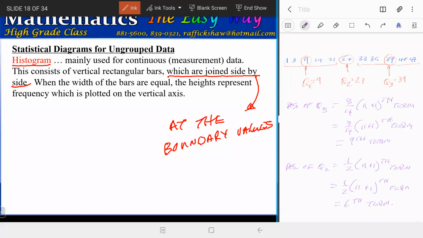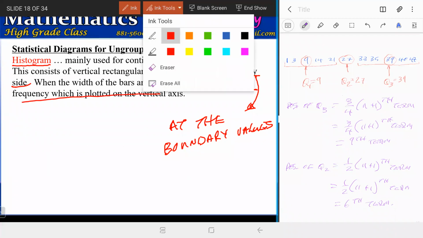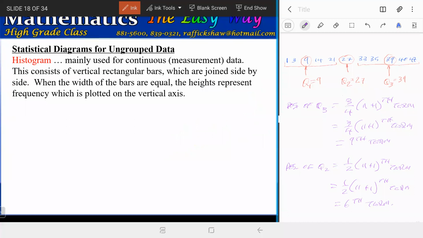All right. It says now, when the width of the bars of the histogram are equal, the height represents the frequency. So at CSEC level, they tend to make the width of the bars of the histogram the same. In other words, they make them the same thickness. And so you draw them to the height of the frequency on the graph.